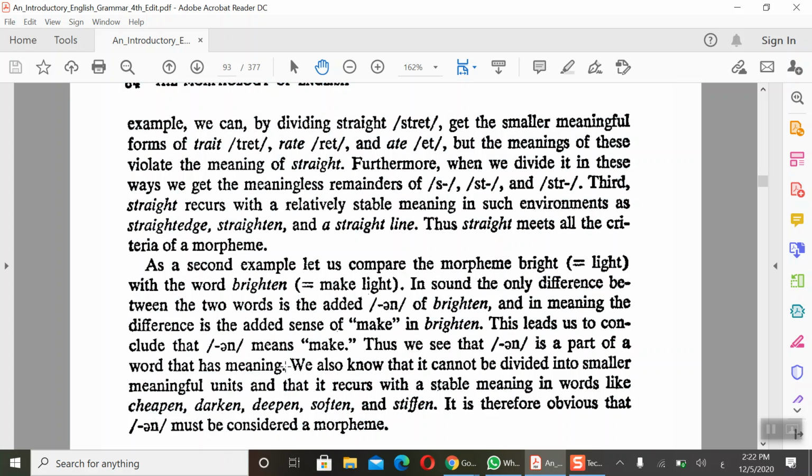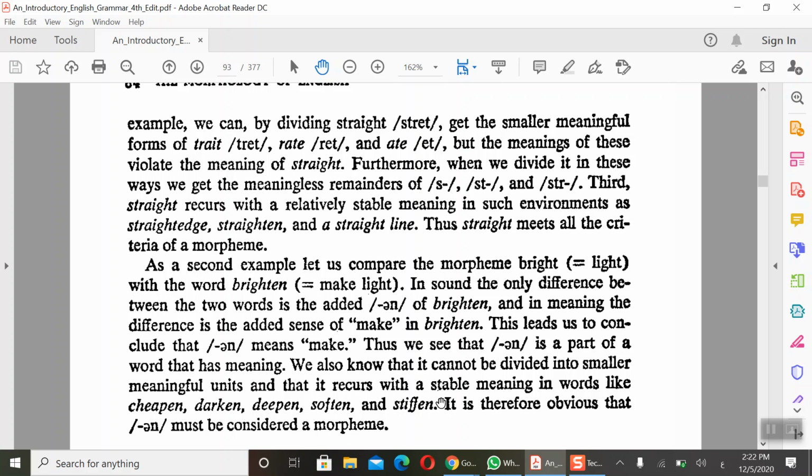Number two, we also know that it cannot be divided. Can we divide en? It cannot be divided into smaller meaningful units. We can't divide it into n or e. So it cannot be divided into smaller meaningful units. So the second condition is met.